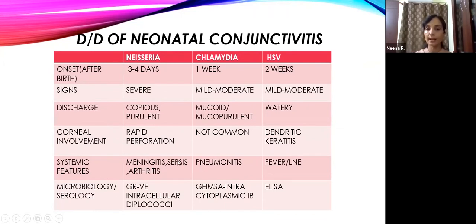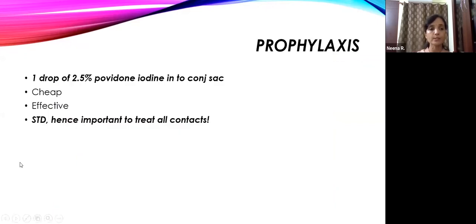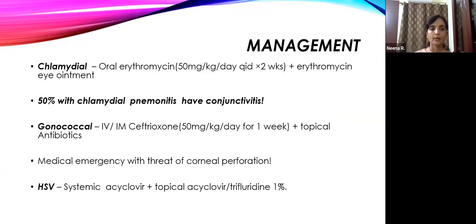So they all have systemic manifestations, and a simple prophylaxis of 1 drop of 2.5% povidone iodine into the conjunctival sac is good enough to prevent most of them. It's a cheap and effective treatment. Now, management, all of them will need a systemic management. You're all familiar with the management. I won't go into the detail.